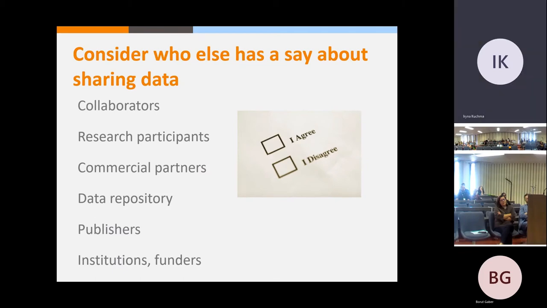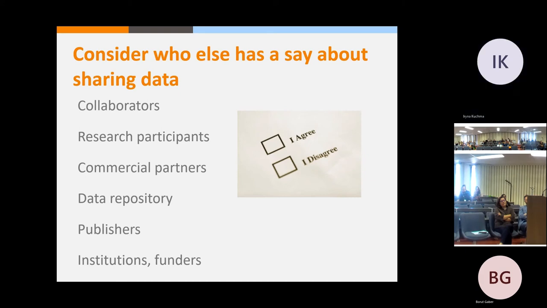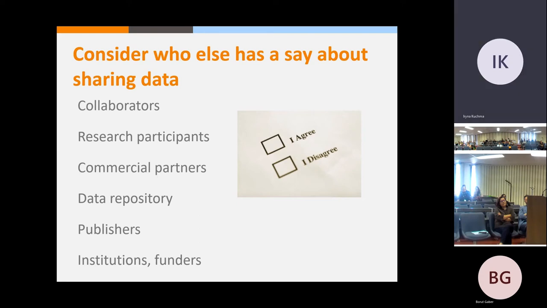And like with preprints, it's not only your decision, it's a collective decision, because if you have collaborators, they should also agree on your data management approaches. Research participants, we already discussed that, informed consents. If you have commercial partners in your research, they shouldn't be against data sharing, or if they are against, then you can deposit your data as closed access data, but you can't share it. And if you want to use a disciplinary repository, that repository might have some specific workflows, so you might check what the data repository policies are.